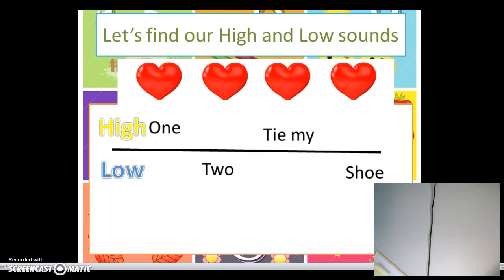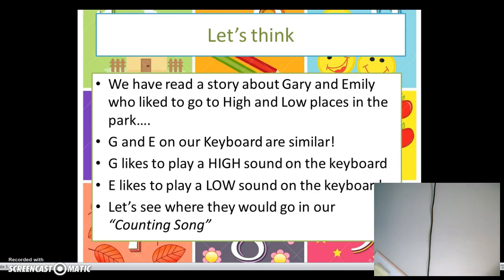So what we're going to do today is something a little bit different. We did read a story in this lesson about Gary and Emily who like to go to high and low places in the park. So our G and E on our keyboard are going to be very similar. G likes to play a high sound on the keyboard and E likes to play a low sound on the keyboard. So let's see where G and E would go in our counting song.